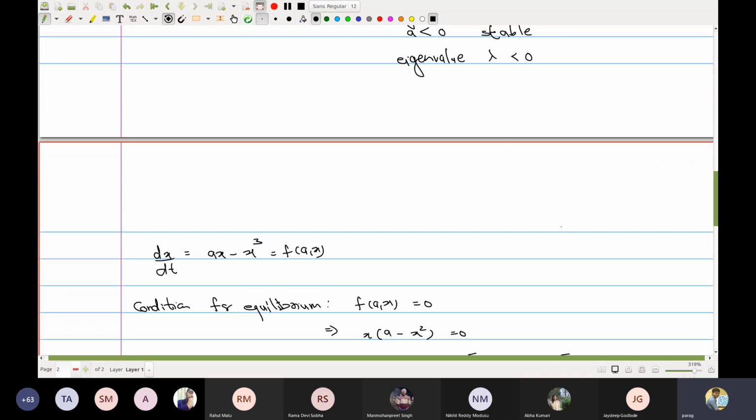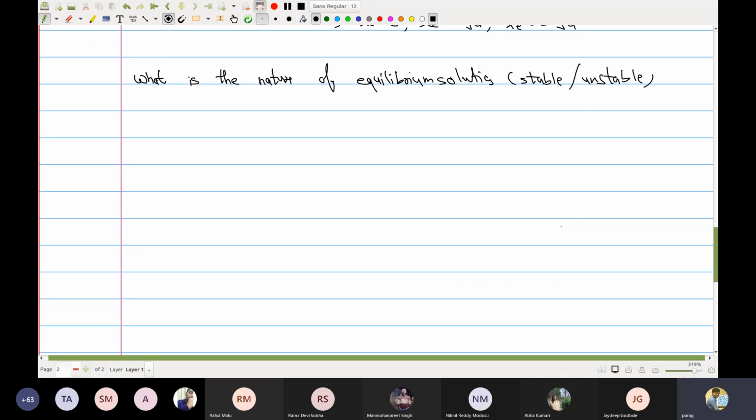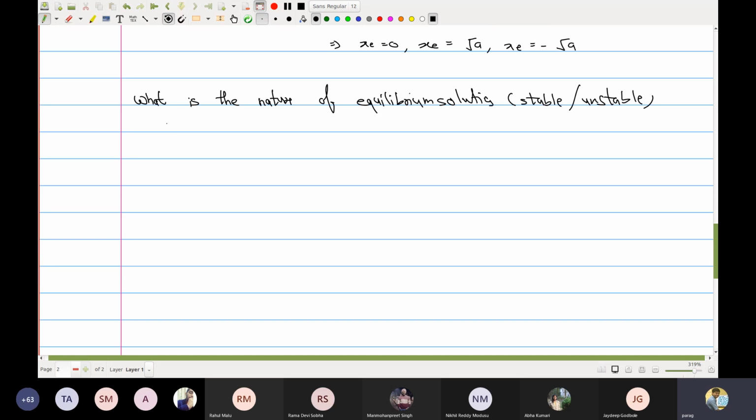Well, let's do the same thing. So I have f of ax equals ax minus x cube. So now the condition for bifurcation.